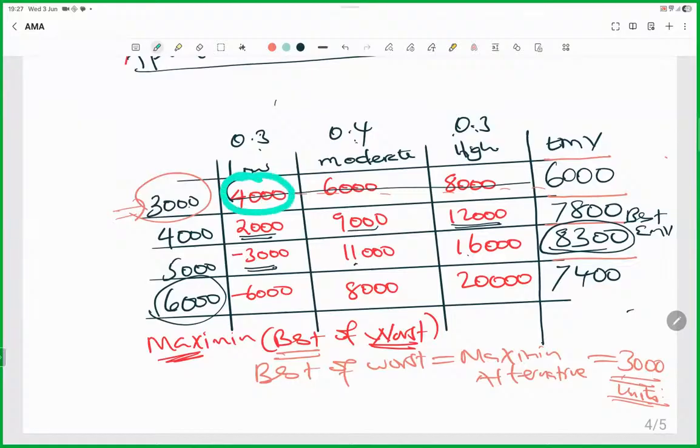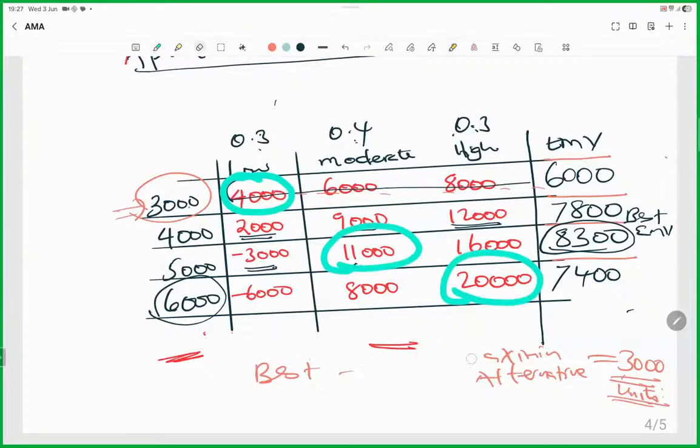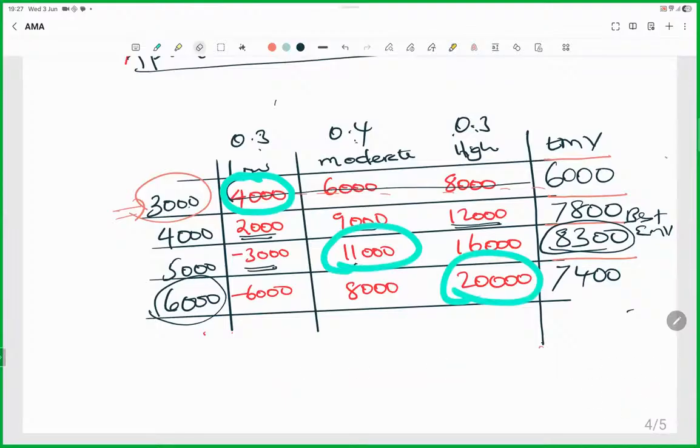You go to column number 2, the very best is which one? 11,000, right? You circle it. You go to the third one, which is what here, somebody? 20,000. Now from there, what I expect you to do is to average those 3 numbers. If probabilities weren't given, I would have averaged them: 4,000 plus 11,000 plus 20,000 divided by 3. But here we have probability. So come and give me what we call EV with perfect information.